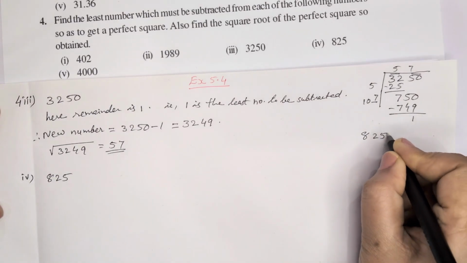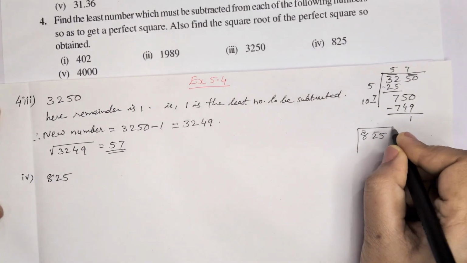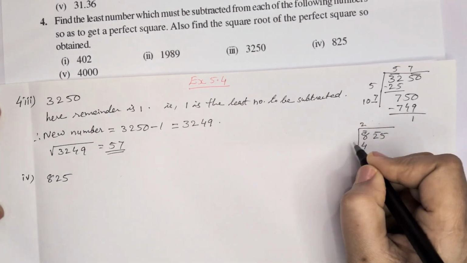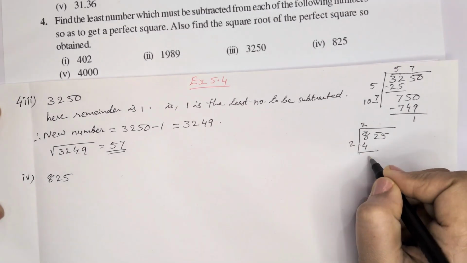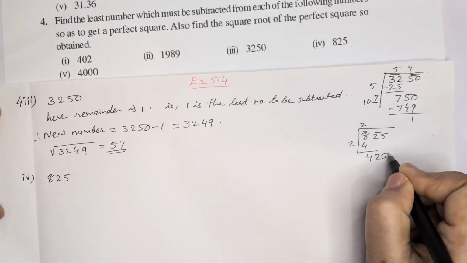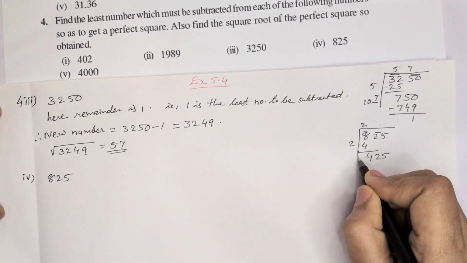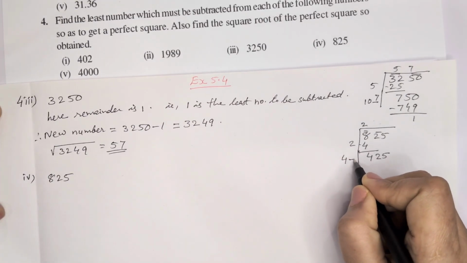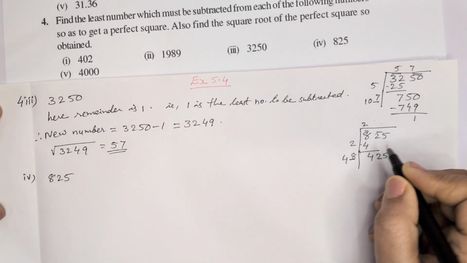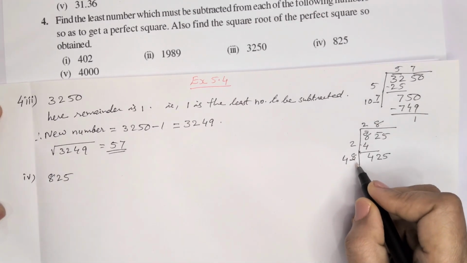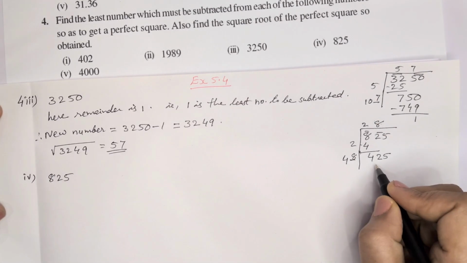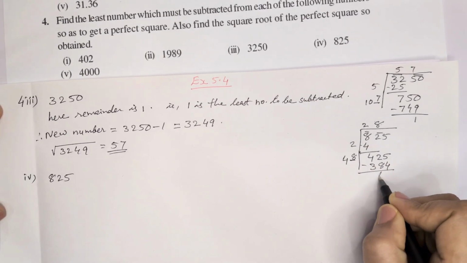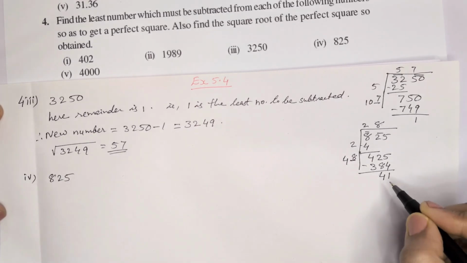So first we have to find the square root. Below 8 the perfect square is 4. That means 2 squared. Then subtracting 4, the next group is 25. So 425. Then we take the double of that. So it will be 4 and 1 digit is missing. That is 8. Here also 8. So 48 into 8 will come 384. Subtracting that, we will get 41. So here the remainder is 41.